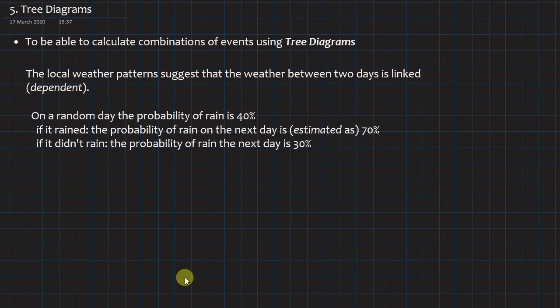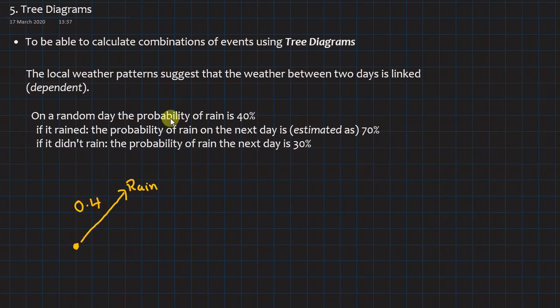So what we can use is this thing called a tree diagram. It tells a story. You start over here at the general start point. We read that on a random day, the probability of rain is 40%. So that gives me my first situation: it could rain. And along the arc, you write the chance of rain: 40%, so 0.4.